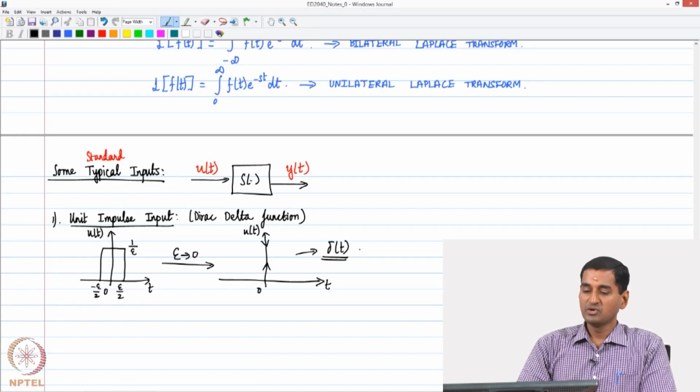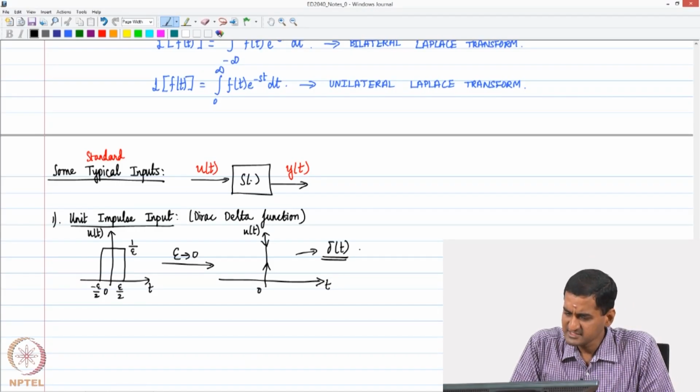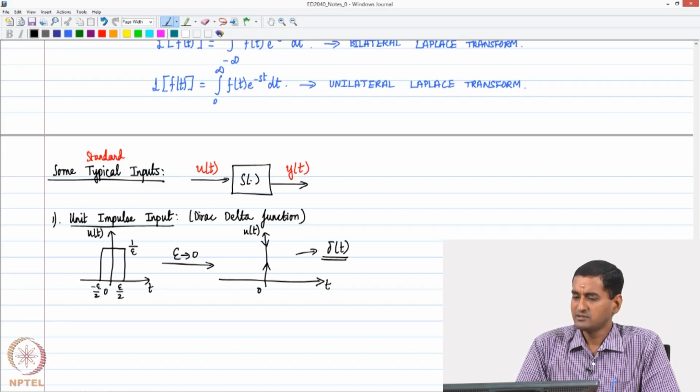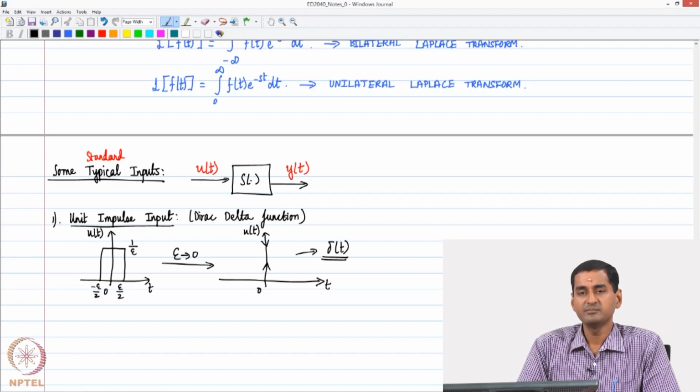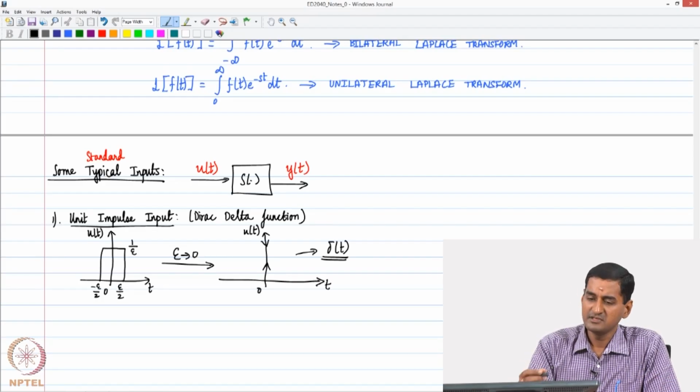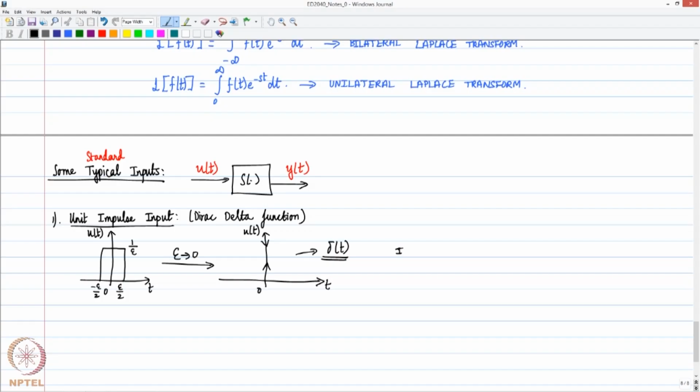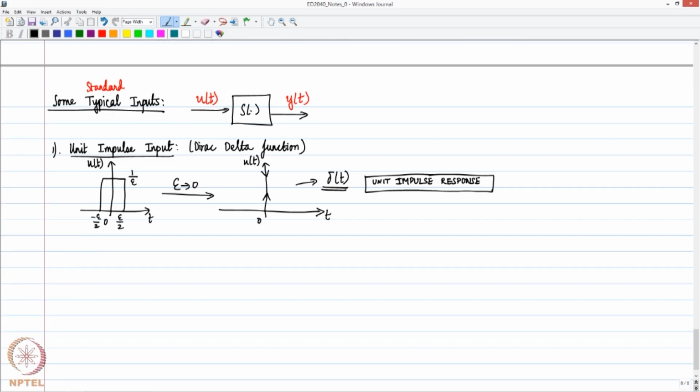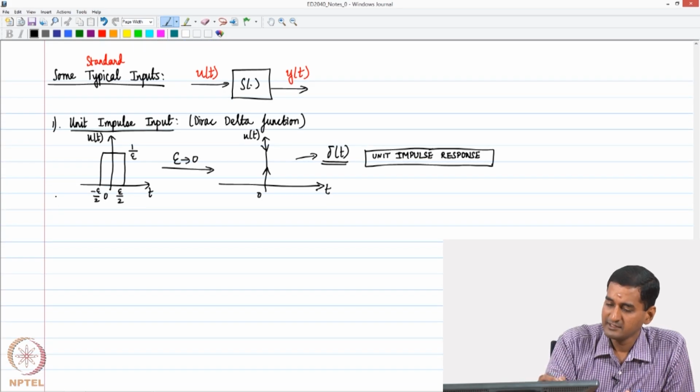So, essentially, suppose I provide the unit impulse input as the input to the system, the corresponding output is what is called an impulse response. Of course, I can also say unit impulse response, in general. So, what is unit impulse response? Unit impulse response is nothing but the output of the system when I provide a unit impulse input to the system.